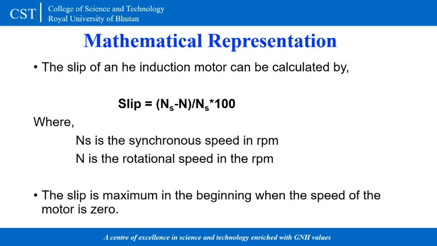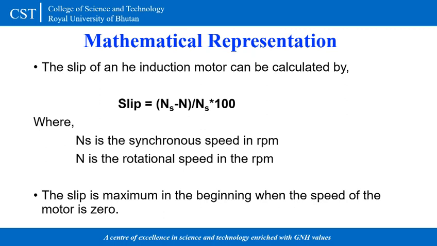Now, if we discuss when the slip becomes maximum, the slip is usually maximum at the beginning, before we turn on the motor, because here the rotor won't be spinning. The speed generated from the rotating magnetic field in the stator winding will have a specific value, but the speed of the motor will be 0.